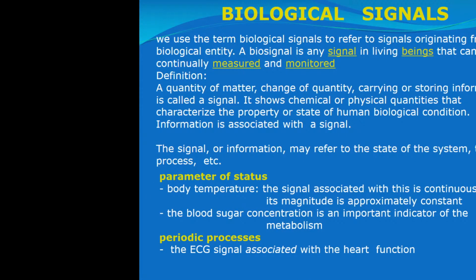There are different types of signals. Parameters of status. An example is body temperature. The signal associated with this is continuous and its magnitude is approximately constant. The blood sugar concentration is an important indicator of the metabolism. And the second type of signals are periodic processes, which describe periodic processes. The ECG, electrocardiogram signal, is associated with the heart function.